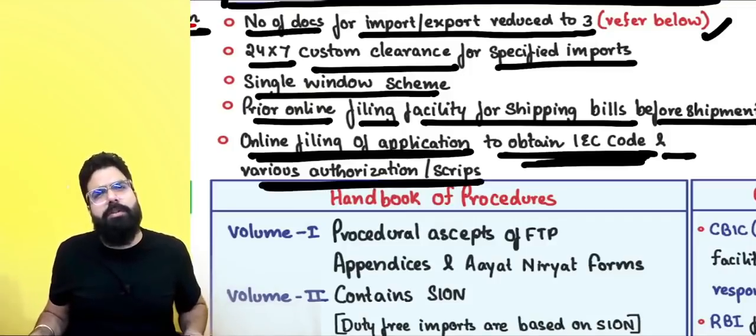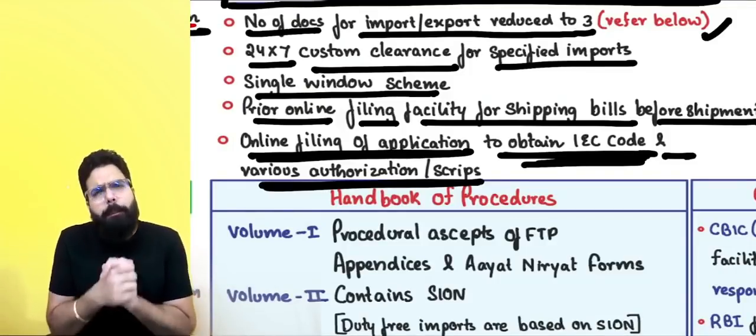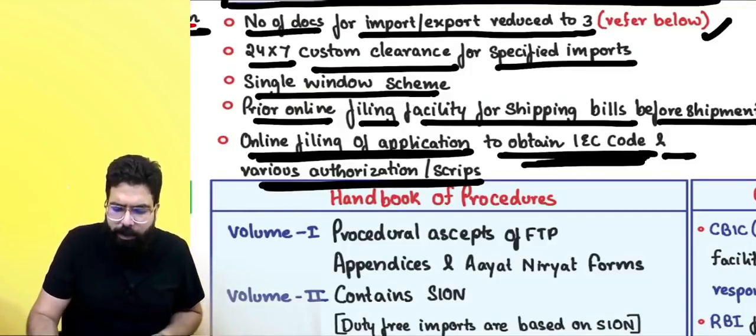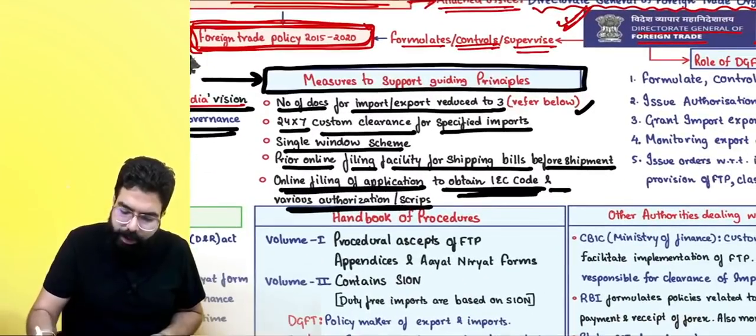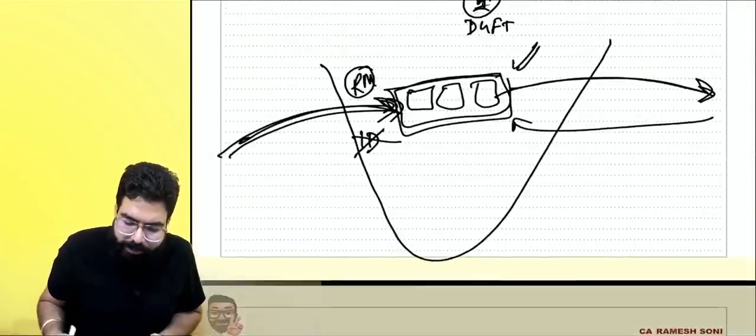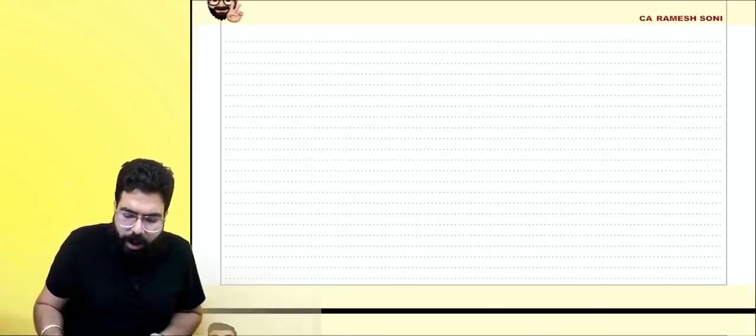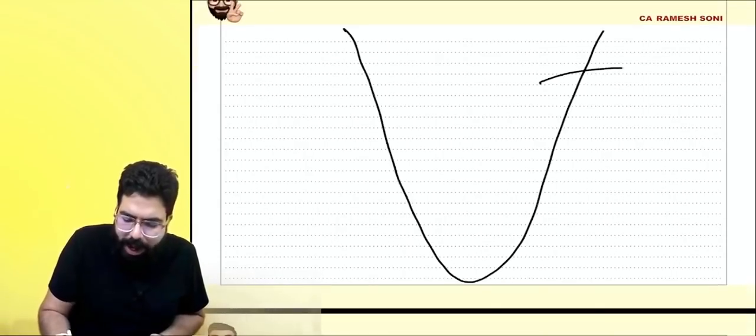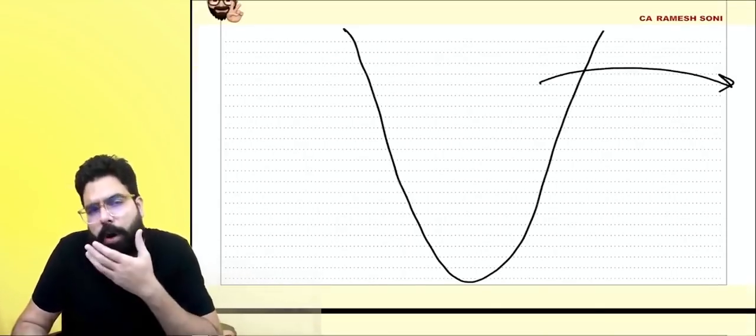Various authorizations or scripts, sir, I want to import. What do you mean by authorization? See, for example, you are telling, sir, I want to export, but I don't have raw material.